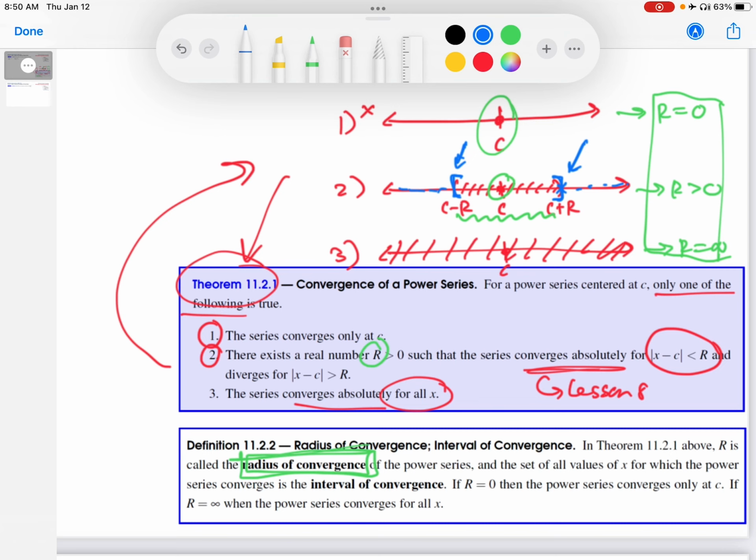Once you figure that out, and you do that by plugging these specific endpoint values into the power series, generating an infinite series and applying a convergence test to that, you get one of these 4 types of intervals: open, half closed this way, half closed that way, or closed. That interval is the final interval over which the power series converges, and that is called the interval of convergence.